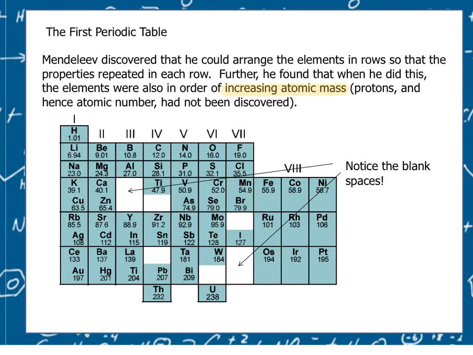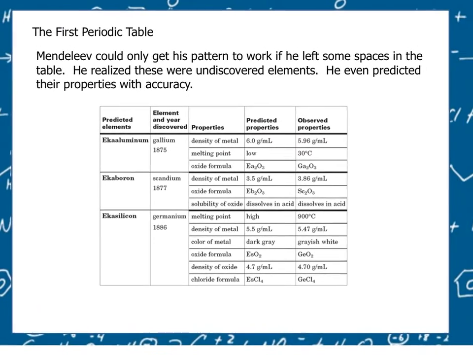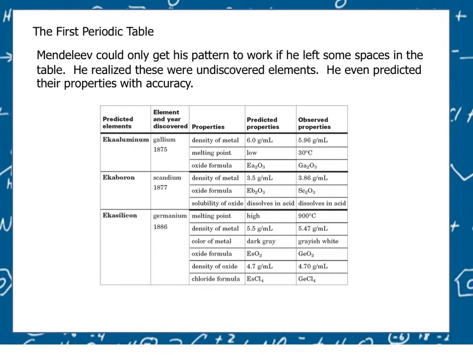Now what he really gets credit for is these blank spaces. If he didn't have an element that fit the pattern, he left it blank. And I think a lesser person would have put the thing that fit the closest that he had available to him into that spot. But Mendeleev said, these are actually going to be undiscovered elements. If I don't have anything that fits this pattern, there's going to be something out there that hasn't been discovered that will. And he went on and predicted their properties with considerable accuracy.